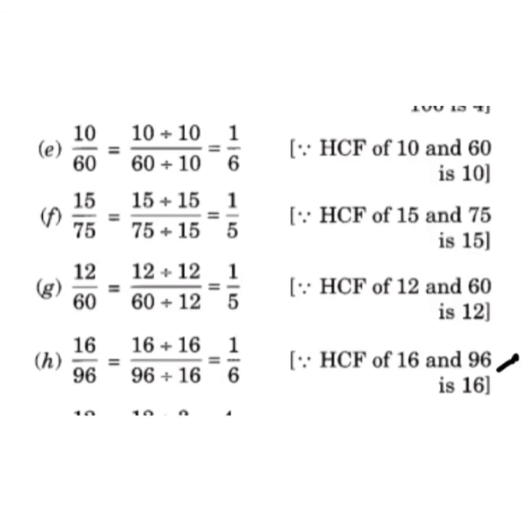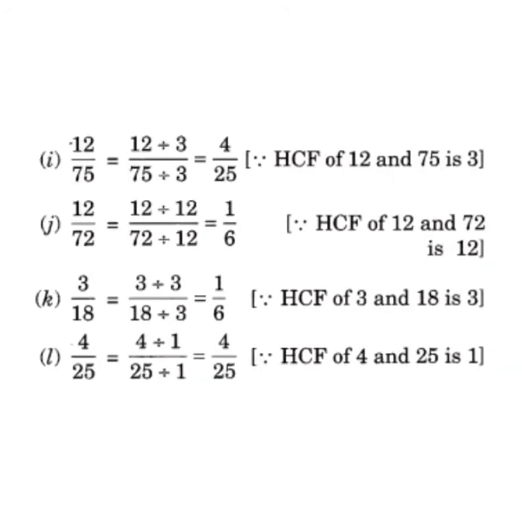Next is 16 upon 96. The HCF of 16 and 96 is 16 and when we divide the numerator and the denominator with 16 we get 1 by 6, the reduced form of fraction 16 upon 96. Now next one is 12 upon 75. The HCF of 12 and 75 is 3. Now we will divide the numerator and the denominator by 3 and we get 4 upon 25, the reduced form of 12 upon 75.